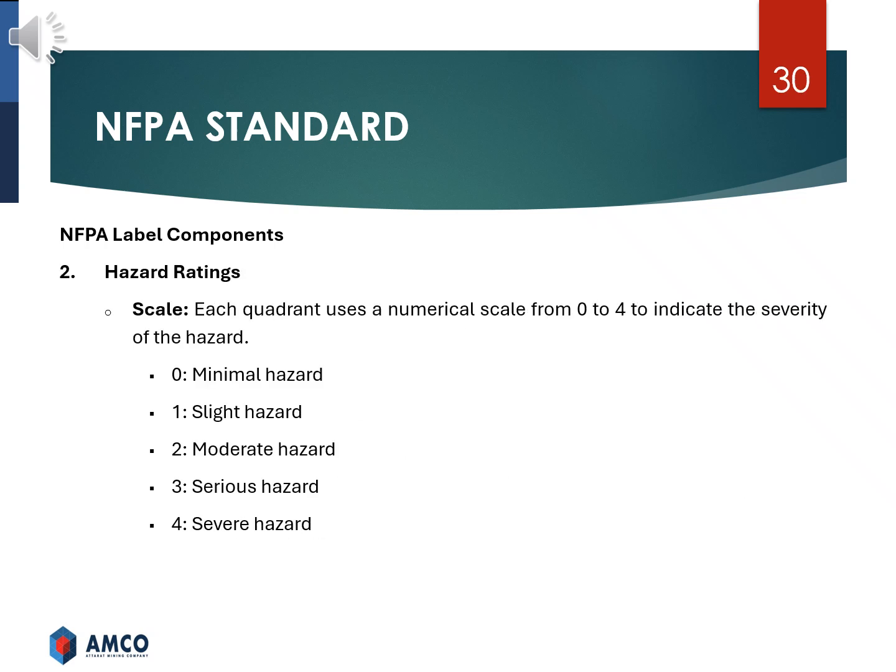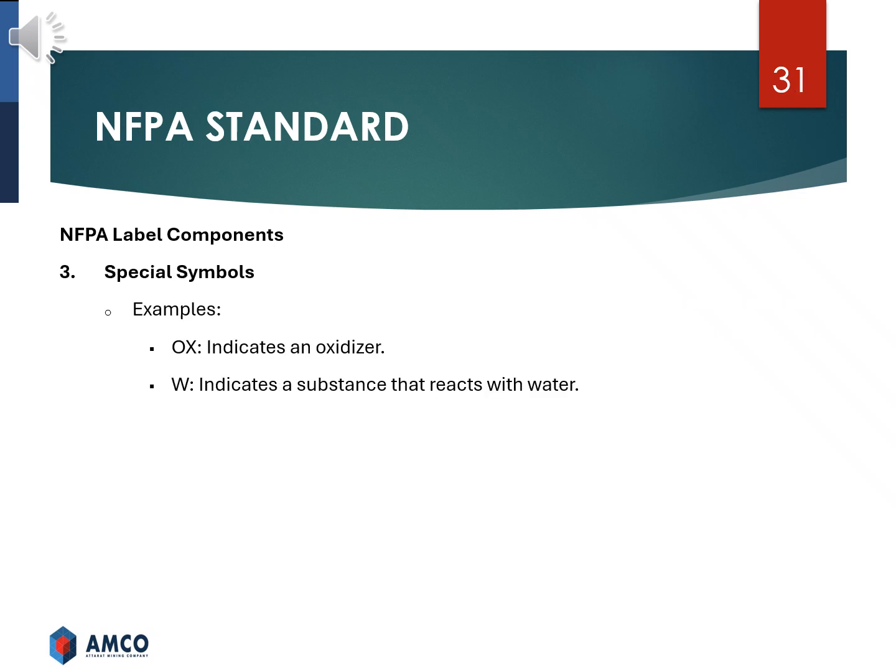2. Hazard ratings. Scale: each quadrant uses a numerical scale from 0 to 4 to indicate the severity of the hazard. 0, minimal hazard. 1, slight hazard. 2, moderate hazard. 3, serious hazard. 4, severe hazard. 3. Special symbols. Examples: OX indicates an oxidizer. W indicates a substance that reacts with water.